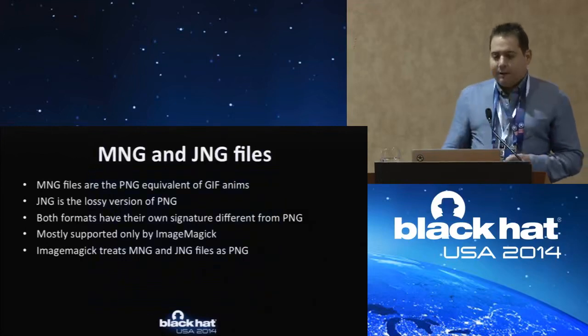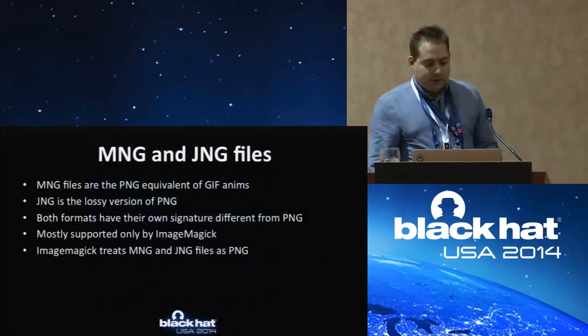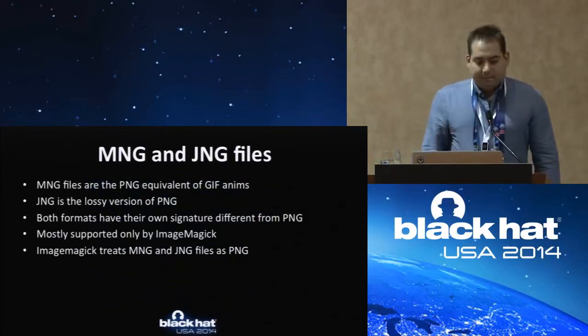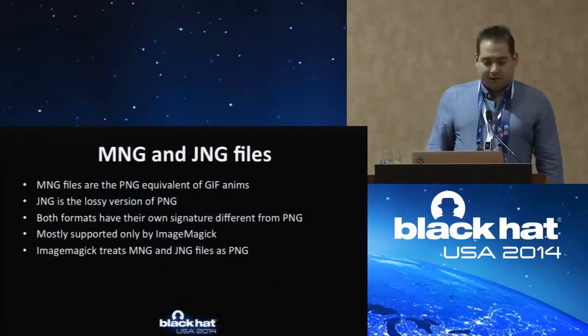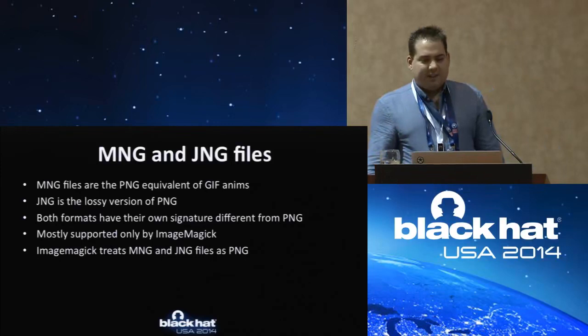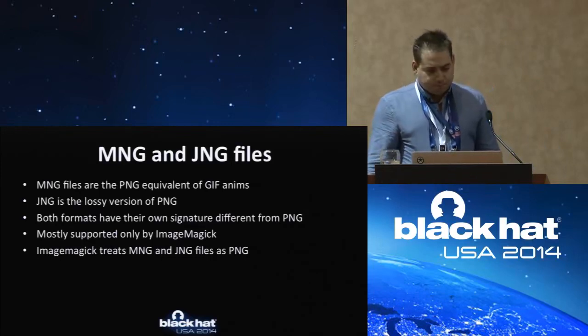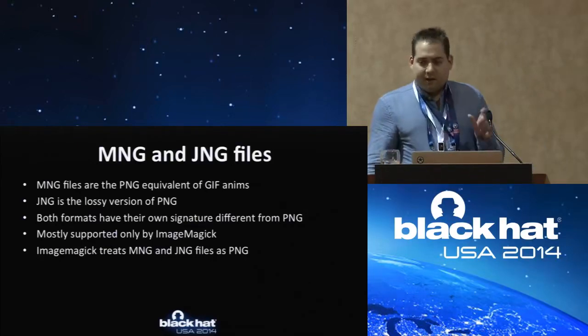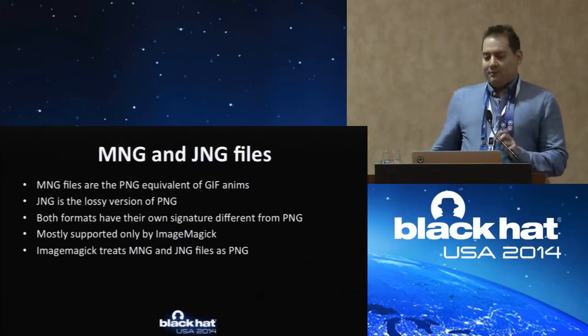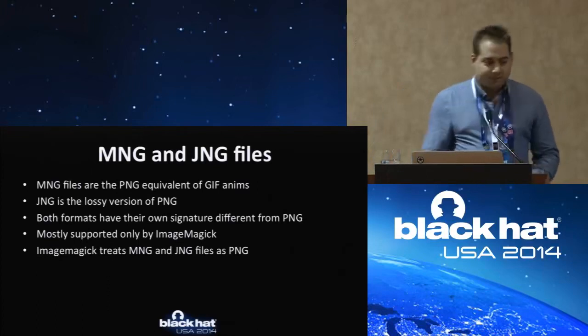And then you also have variations of the PNG format, which are called MNG and JNG. MNG files are basically the GIF animations of PNG, that's animated files. And JNG is the lossy version of PNG, that's basically JPEG in PNG. They have a starting signature that is really different from PNG, but you might be able to put chunks that belong in one format in the other and see what happens.